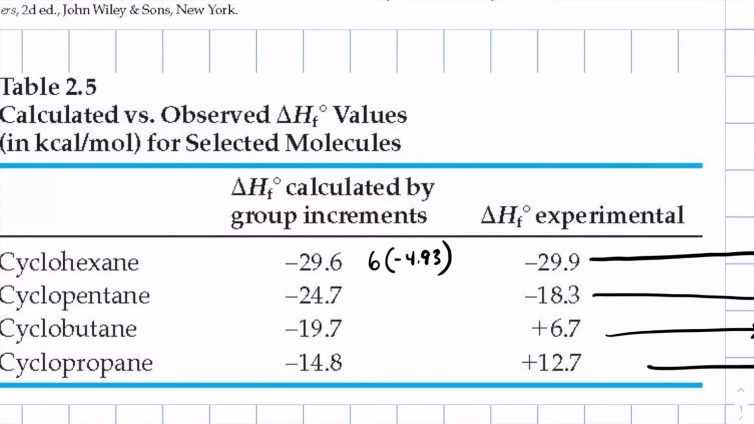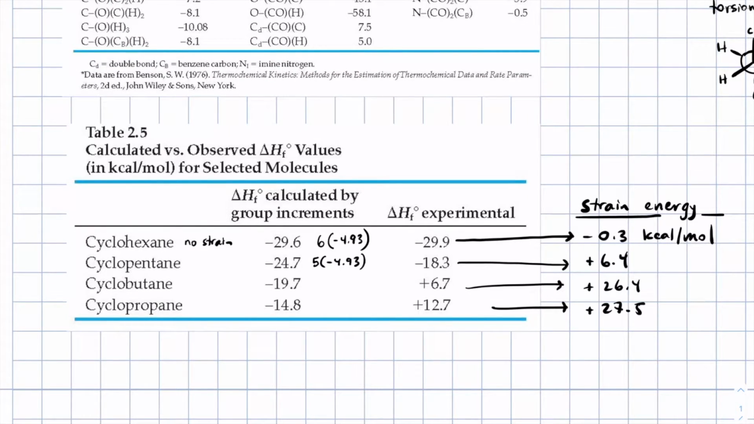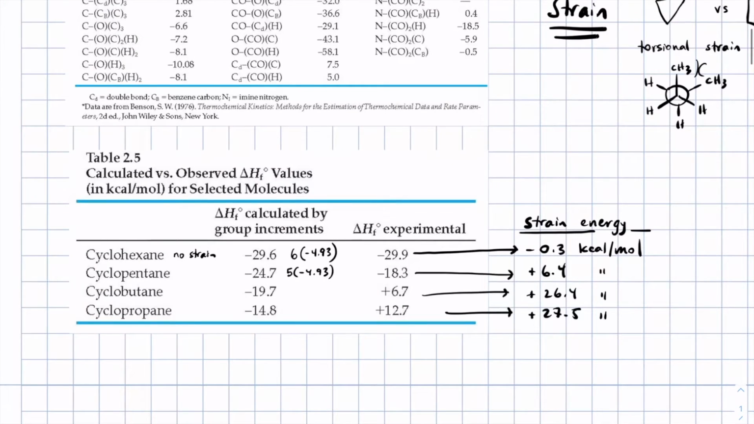Instead, we observe minus 29.9. So the difference is marginal. We might say that cyclohexane has no strain. In contrast, go to cyclopentane, multiply 5 by minus 4.93, and you get 24.7 as the predicted strain-free heat of formation. The actual heat of formation is around minus 18, 6.4 kcals per mole higher. And we attribute that 6.4 kcals per mole to strain.